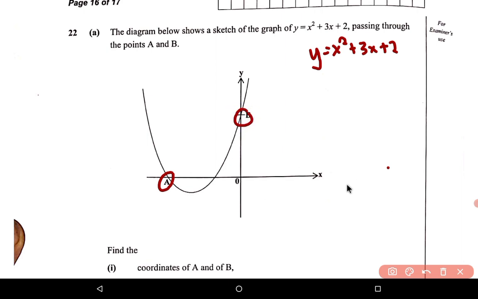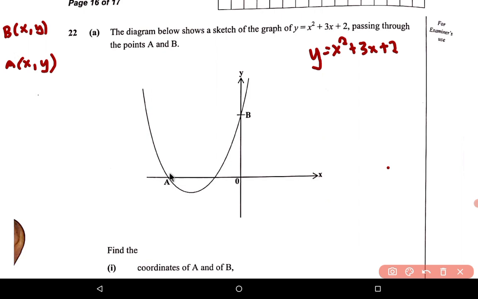In other words, we'll start with the coordinate for A. We need to find the x-coordinate as well as the y-coordinate for A. The same thing for the coordinate B: we need to find its x-coordinate and its y-coordinate. So we're going to start with finding the coordinates for A.